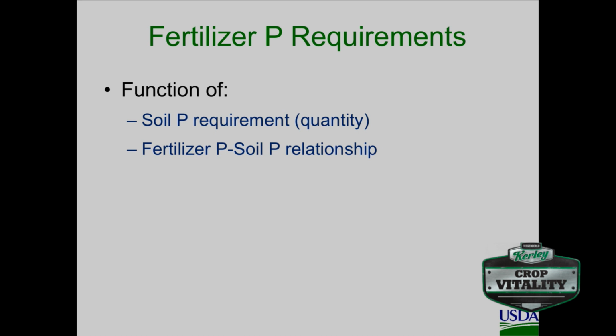And it's also a function of the fertilizer phosphorus, soil phosphorus addition. In other words, not all soils respond the same to fertilizer addition. You can add 100 pounds per acre phosphorus to one soil and you'll increase your Mehlich 3 levels a certain amount, and add that same 100 pounds per acre to another soil and you won't increase it as much, or you'll increase it much, much more. So those fertilizer-soil P relationships vary between soils as a function of soil properties and the conditions.